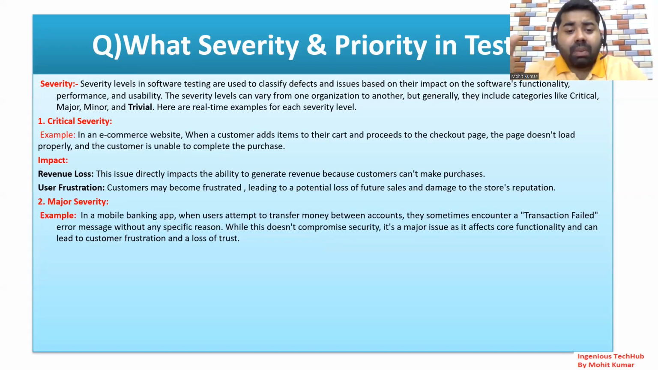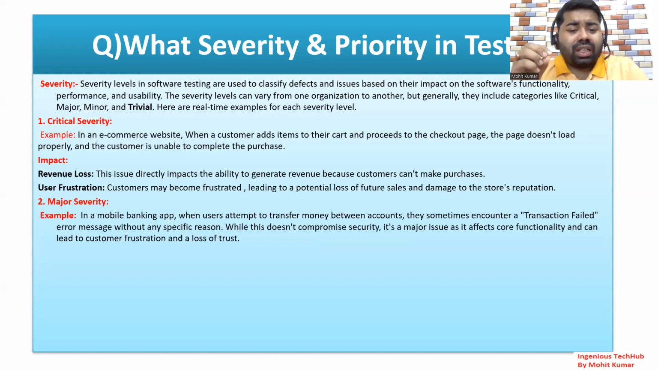So I can give you one example for major severity. In a mobile banking application, you are the customer, having HDFC or any bank, and you are using the mobile banking, right? When a user attempts to transfer money between accounts, sometimes they get a transaction failure error.